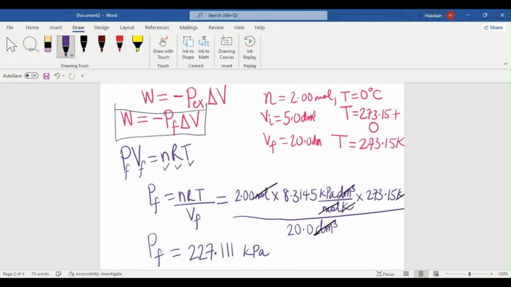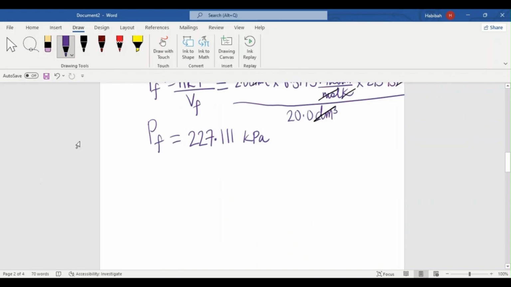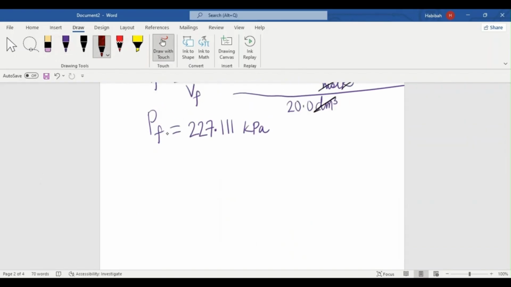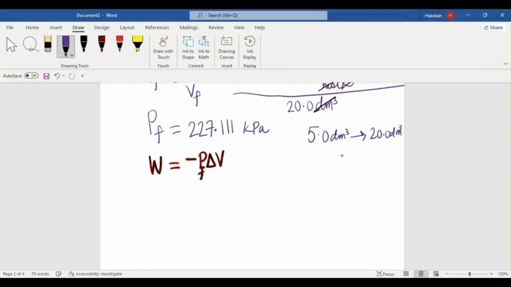Now we're going to have to focus on not forgetting what this question is. The formula, just rewriting it for you, is negative P times change in V. Well, we know it's P final. We've gotten what that is. Now we have to deal with the change in volume. We know we go from 5.0 dm cubed to 20.0 dm cubed. So that's change in volume equals 20 minus 5, which is the same thing as 15.0 dm cubed. So yeah, that's basically how it works.